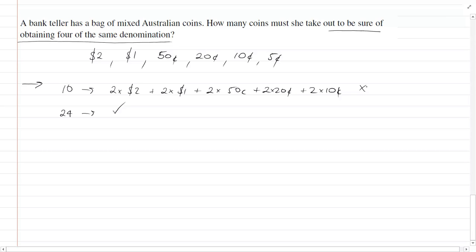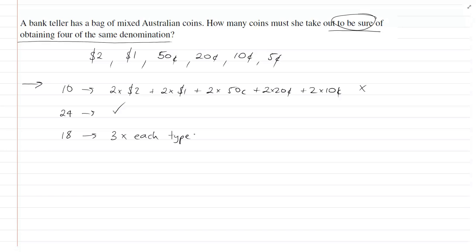Remember, this question says, how many coins must you take out to be sure? Any counterexample negates the be-sure aspect of this question. So now what I need to do is find the highest possible number which gives me a counterexample. And in that case, that's 18. And in 18, I can get 3 of each type, because there are, of course, 6 types of Australian coins. So with 18 coins, I could get lucky and end up with exactly 3 of each type.